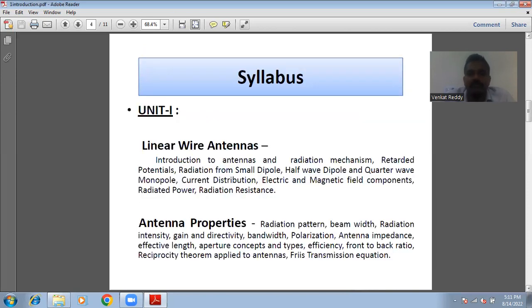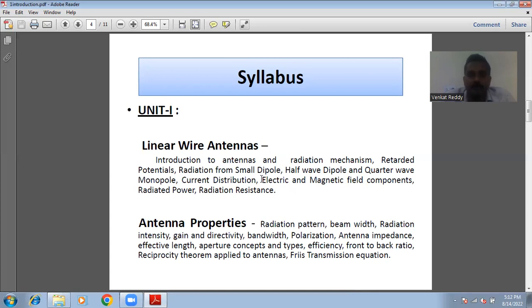When it comes to the syllabus, unit 1 consists of linear wire antennas: introduction to antennas, radiation mechanism, retarded potentials, radiation from small dipole, half wave dipole and quarter wave monopole, current distribution, electric and magnetic field components from the small dipole, half wave dipole, quarter wave monopole, and radiated power. What is the radiation resistance of these elements? This comes under part 1 of unit 1.